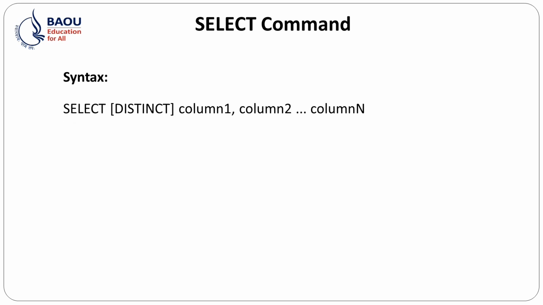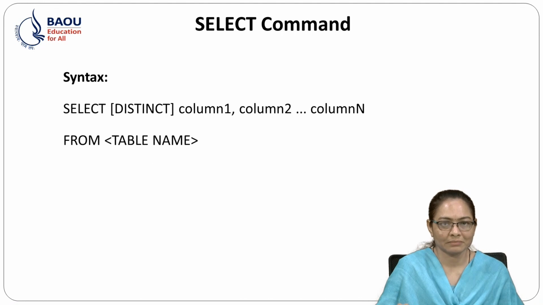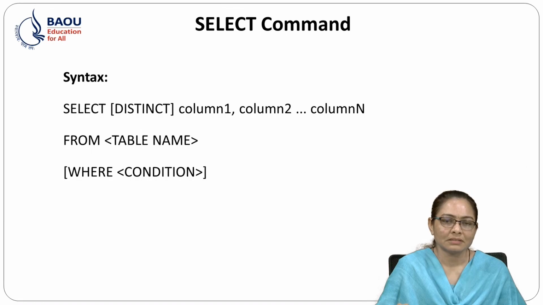Now, we will start with the select command. In the SQL select command syntax: select distinct, column name 1, column name 2 up to column n from table name, where condition. Here the square brackets are optional.